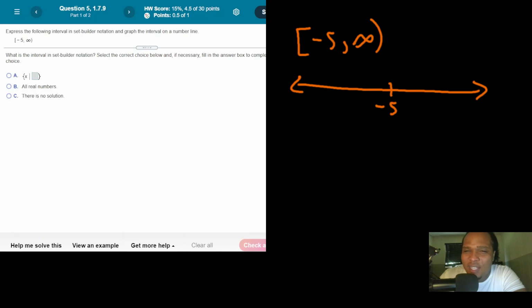How do we read this thing? From the left, we have a bracket around the -5. So let's go ahead and put a bracket around -5. And then it's going to go all the way to infinity. Another thing of note, you will never see a bracket around infinity.